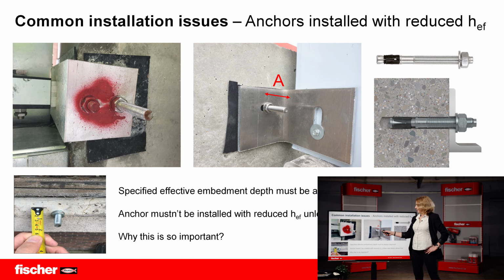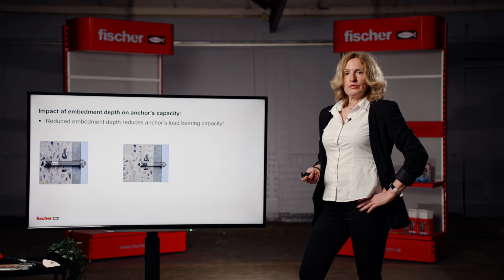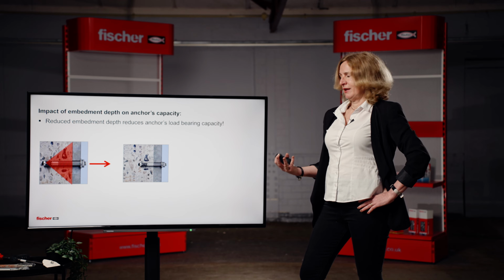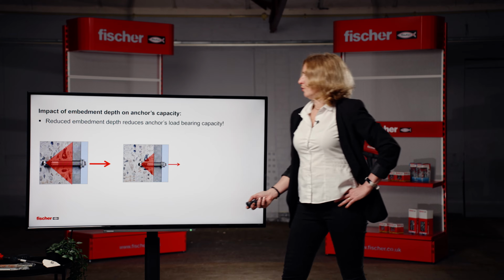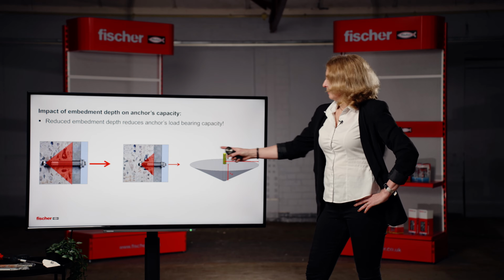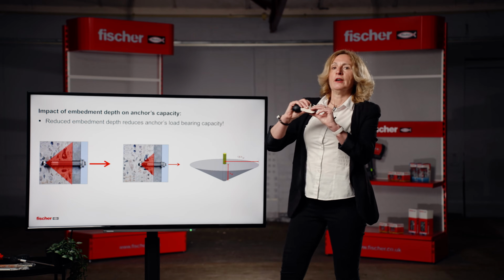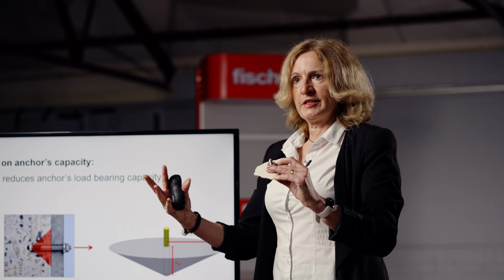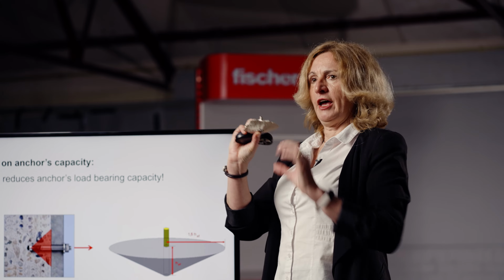Like here, we see the fixing most likely is not embedded deep enough into concrete. Why is this important? Of course, the load capacity depends on embedment depth. If you are reducing it, you will be reducing the design resistance of the anchor. So typical concrete cone, I have a small example here. The cone diameter and the design resistance would directly depend on the embedment depth, h_ef.